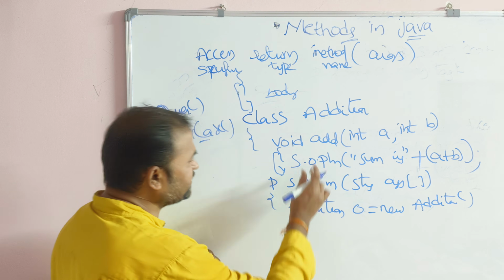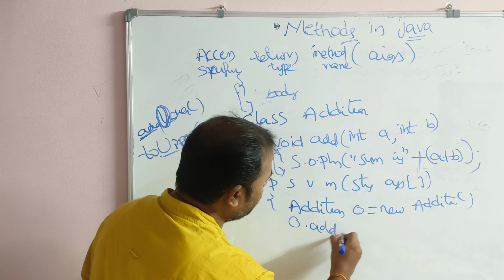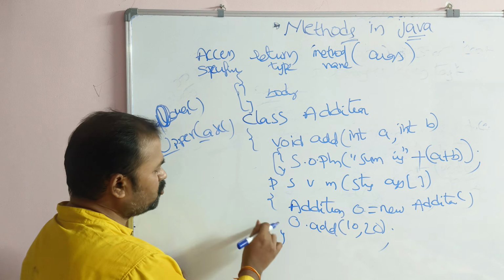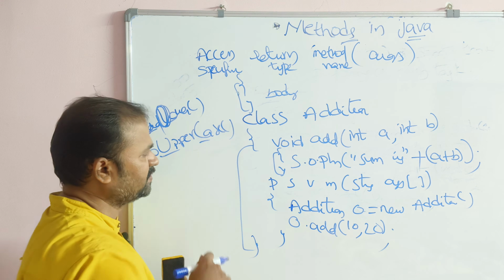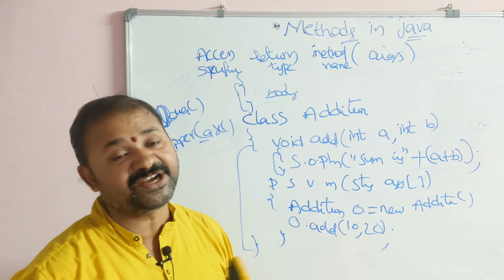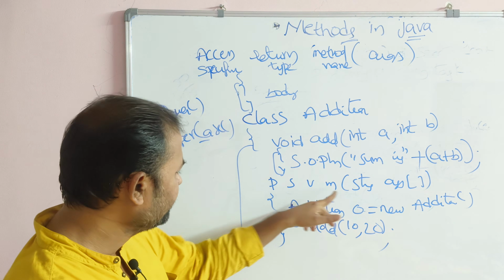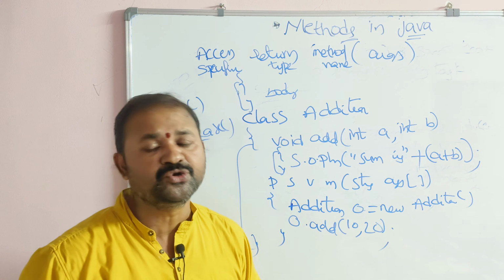Next o dot, what is the name of the method? add. So o.add of, let the parameters be 10, 20. Next to close the main method, and next to close the class. So the name of the file is Addition.java. Okay, so how will this program be executed? Execution will start from the main method. Addition o equal to new Addition.